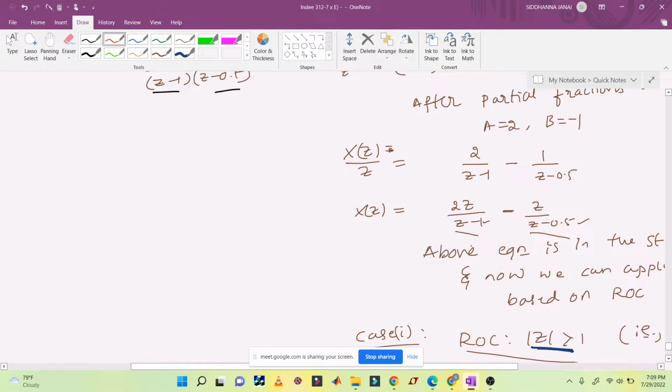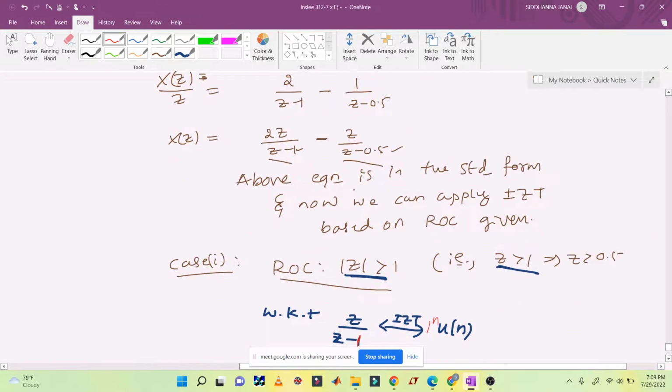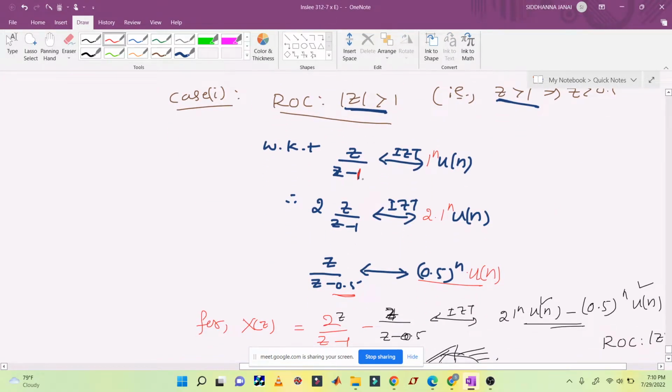you now have to look at the conditions. Already I have written here, the above equation is in the standard form. So this is the standard form, with plus or minus between terms, multiplication should not be there. So 2z is one term, and this z divided by z minus 0.5 is another term. Now we can apply the inverse z transform based on the ROC given. So in this case, the first one is |z| greater than 1. |z| greater than 1 means it is obviously greater than 0.5 also.